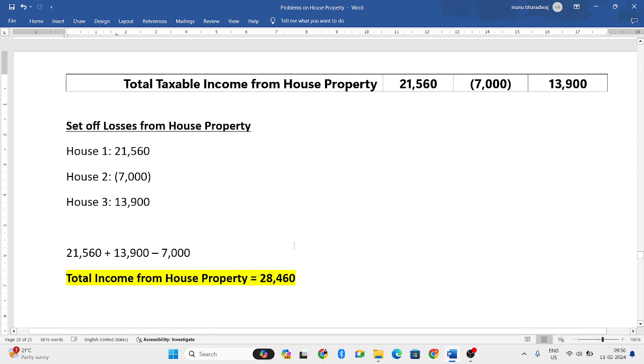This is how we need to solve the problem. In this problem, we have learned how to set off the losses from house property. Hope you have understood how to set off the loss from the house property.